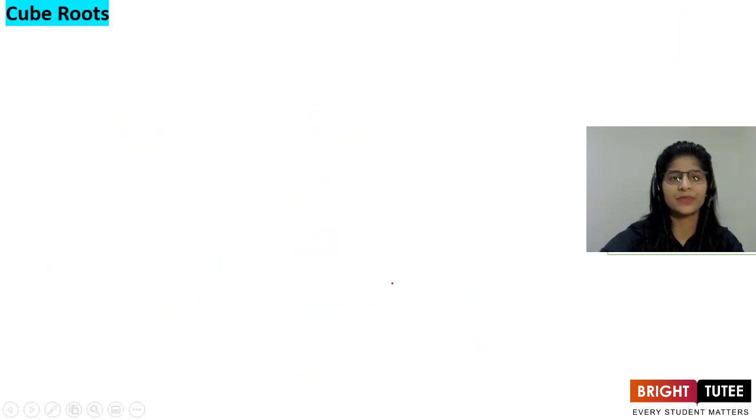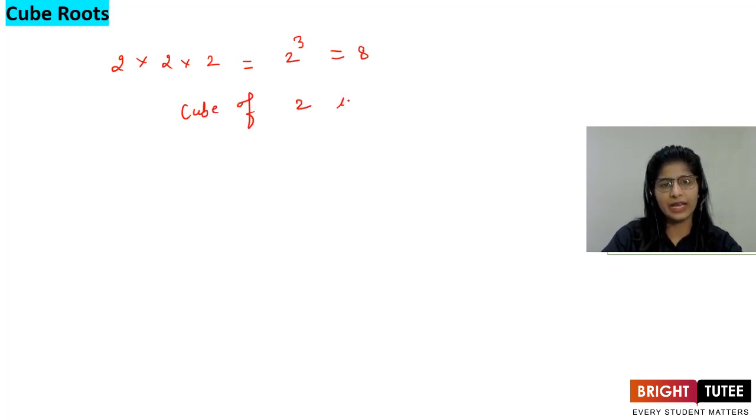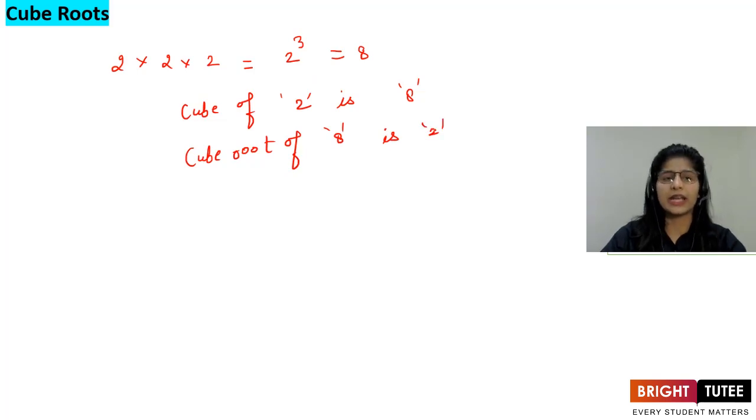Let's start. So what are cube roots? Now suppose I say 2 into 2 into 2, that is 2 to the power 3, is 8. So we say cube of 2 is 8. Right? Now the turn comes for cube root. So we say cube root of 8 is 2. Taking the cube root of any cube is the inverse procedure of cube.